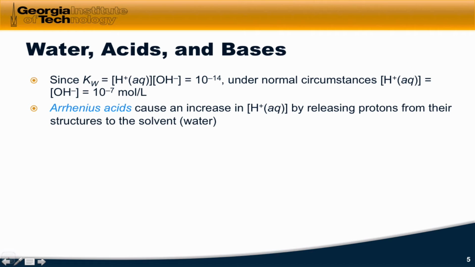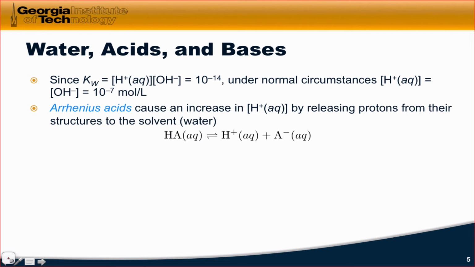In terms of the Arrhenius definition of acids, then, Arrhenius acids cause an increase in the concentration of hydronium by releasing protons from their structures to the solvent, water. We can think of an Arrhenius acid as HA separating into aqueous H+, the solvated proton, or hydronium, and A-. An equivalent way to write this equilibrium involves bringing in water, and you'll often see it written this way. Aqueous HA reacts with water to form aqueous A- and H3O+. What's happened here is the transfer of a proton from HA to H2O.